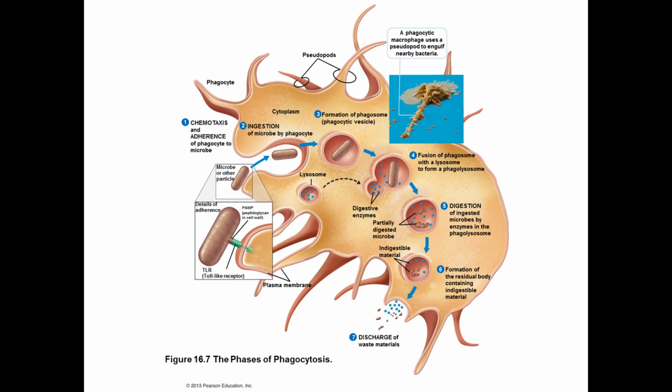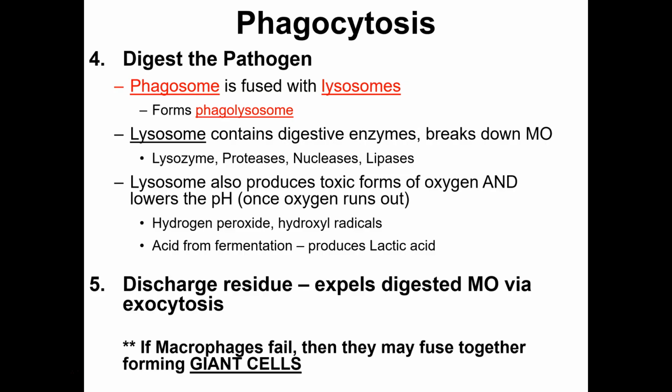That's phagocytosis. Okay, and this is what macrophages are really good at. My fun fact: macrophages can actually merge with each other, making giant cells, just huge macrophages. I believe this typically happens during parasitic infections.